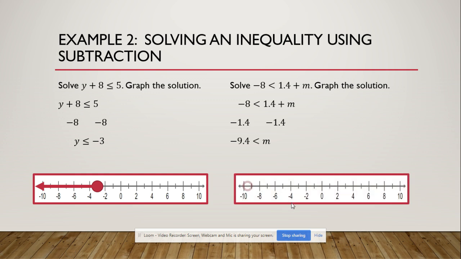We'll put a dot at negative 9.4. Notice this dot is not filled in because we cannot equal the 9.4. Negative 9.4 is not a solution here. It's where it starts, but it's not an actual solution. It is only the numbers that are greater than negative 9.4 that would be solutions. So we draw an arrow going towards all the numbers that are greater.